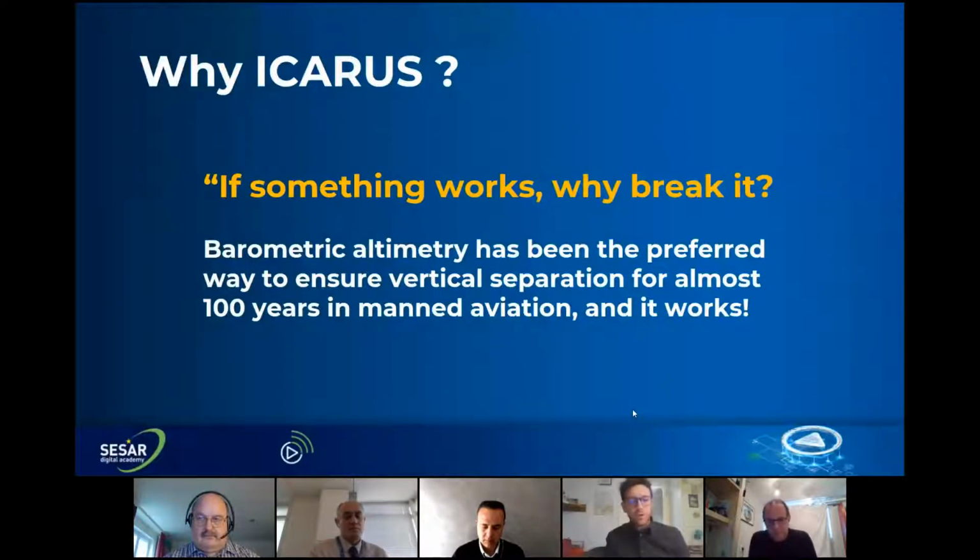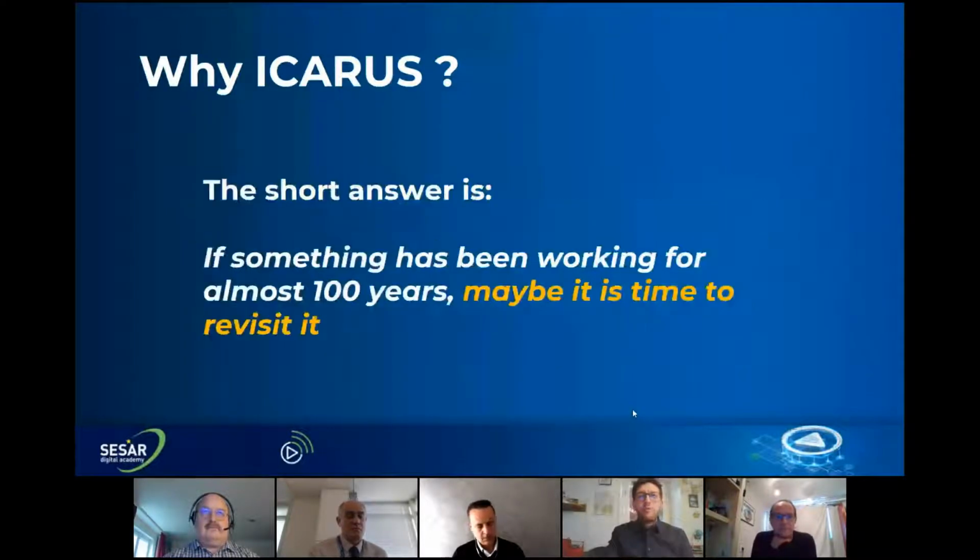But before starting with the project, we asked ourselves, if something works, why should we break it? Why should we change the way the altitude is calculated? Barometric altimetry has been the preferred way to ensure vertical separation for almost 100 years in manned aviation, and it works. So we thought maybe it's time to revisit.